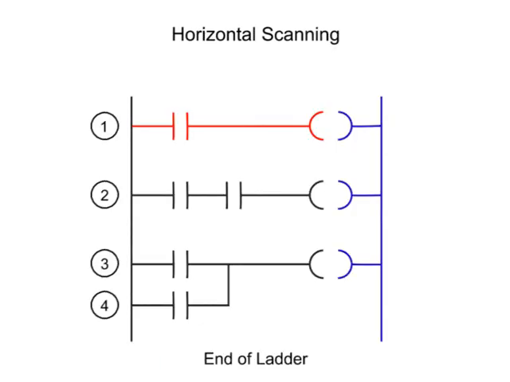The PLC scan follows a specific pattern to execute the program. The first pattern is referenced as horizontal scanning, where the program is examined from the first command, left to right across the rung, and top to bottom.